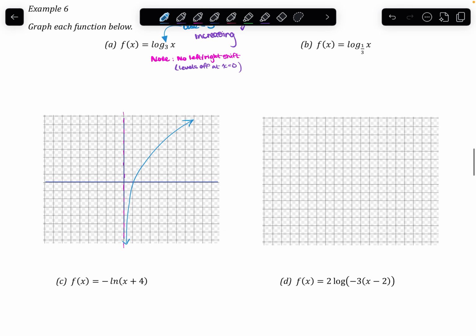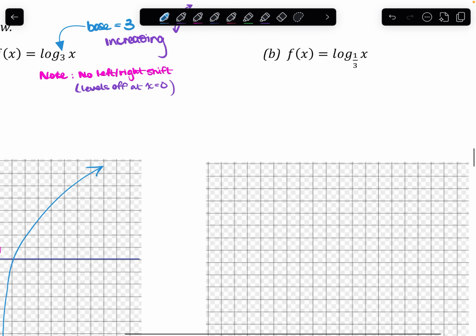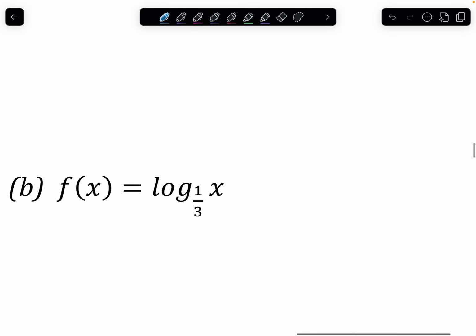Right. Next one. So base first. Base here, 1/3.